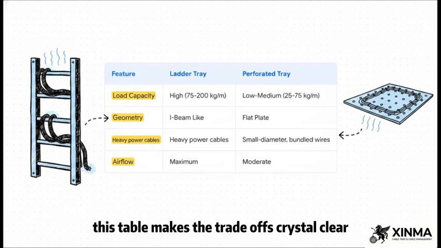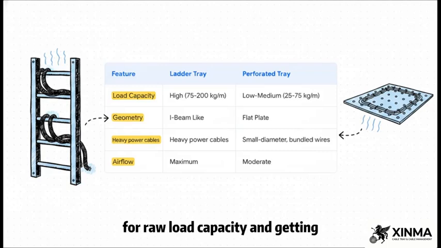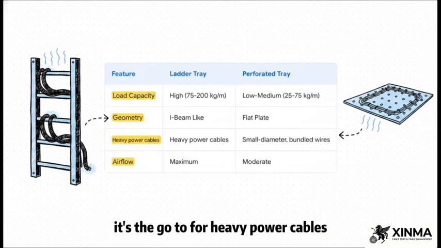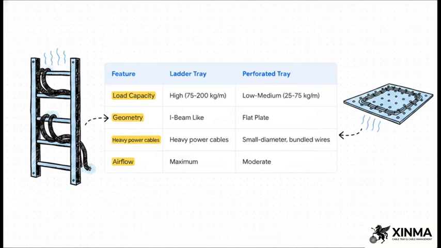This table makes the trade-offs crystal clear. For raw load capacity and getting the absolute maximum airflow, the ladder tray is the undisputed champion. It's the go-to for heavy power cables. But if you're supporting delicate bundles of data or control wires, the uniform surface of a perforated tray is what you need, even if it has a lower load rating.